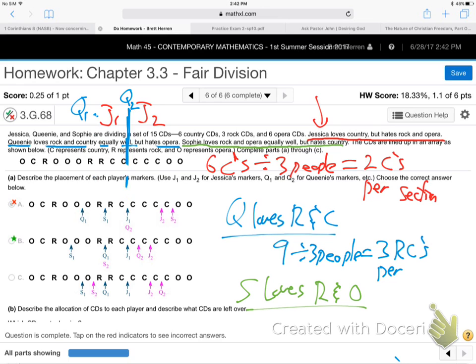In fact, I'm going to get rid of Queenie's marks now. Let's look at R and O's. O, R, O, O, O, R, R, O, O. How many? 1, 2, 3, 4, 5, 6, 7, 8, 9. Same thing. 9 divided by 3 equals 3 per section. So 1, 2, 3, put a line. 1, 2, 3, put a line. 1, 2, 3. There it is.